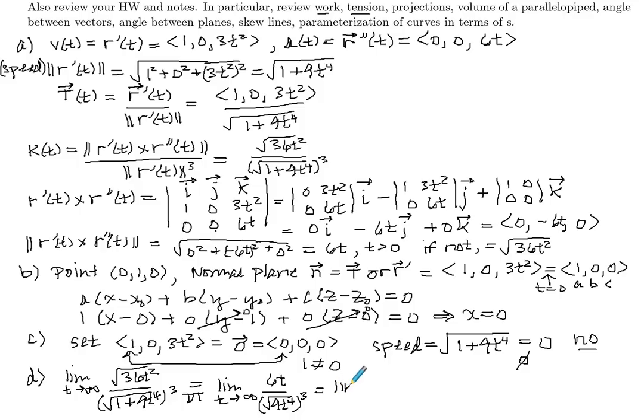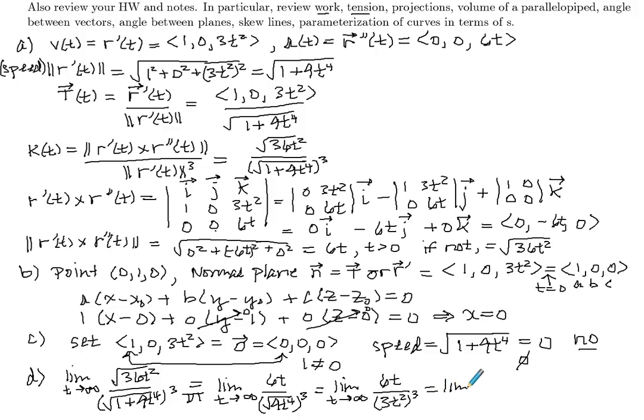which is the limit as t goes to infinity. 6t over this: square root of 9 is 3, square root of t to the 4th is t squared, so 3t squared cubed. So this is going to be a power to a power, so it's going to be a t to the 6th on the bottom, which is going to go up a lot faster than t on the top.